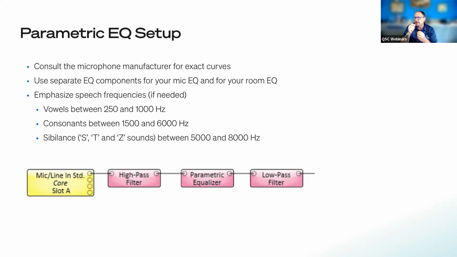Remember, if you're having issues with speech intelligibility, you can emphasize a little bit in that parametric EQ. Vowels land between 250 and 1,000 hertz, consonants between 1,500 and 6,000. Your sibilants, the Ss and Zs, land between 5 and 7K. And I've actually seen in performing spaces and all-hands meeting rooms, things like that, where you'll give it a little bit of a bump somewhere between 5 and 8K, depending on how the room is, just to help the intelligibility of the speech a little bit.